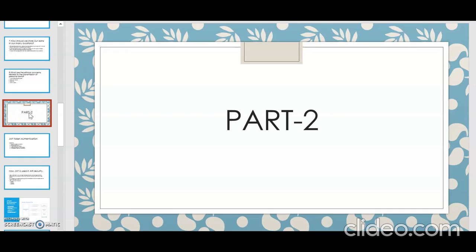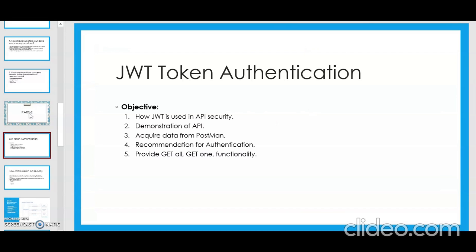Now that I have answered the security questions, let's move on to part two of our project, which is to create a secure API using JWT token authentication. The objective of part two is to create a secure API using JWT, demonstrate the API in Postman and recommend a framework for authentication. Then I will demonstrate the get all and get one functionality of the API.